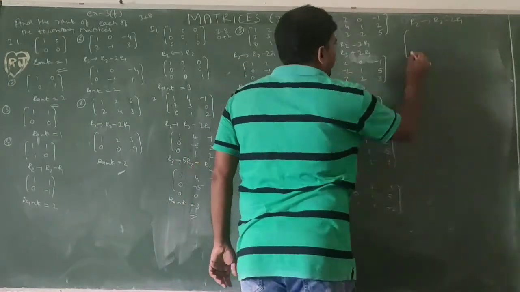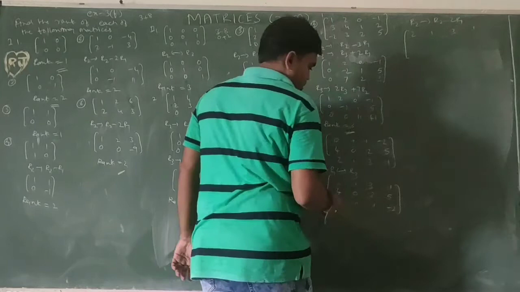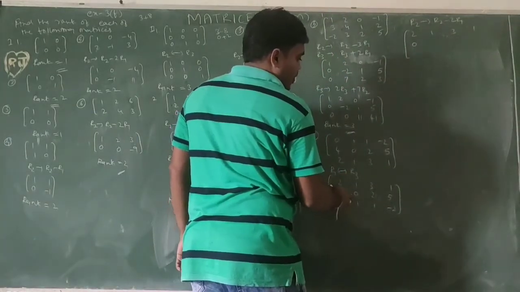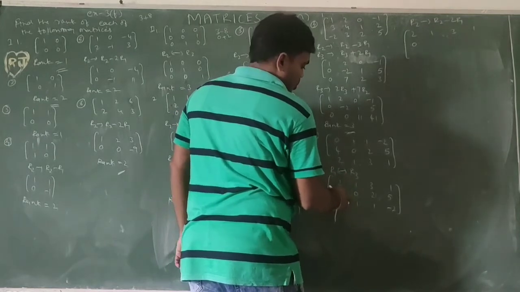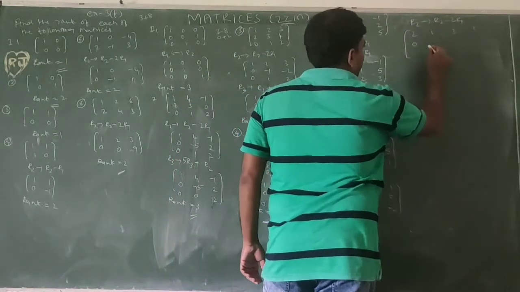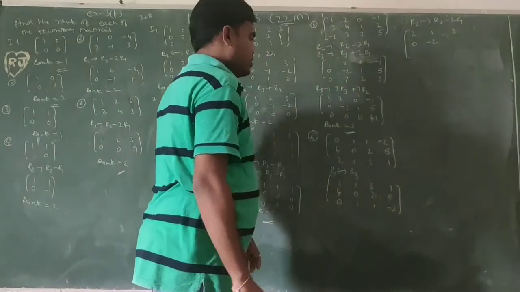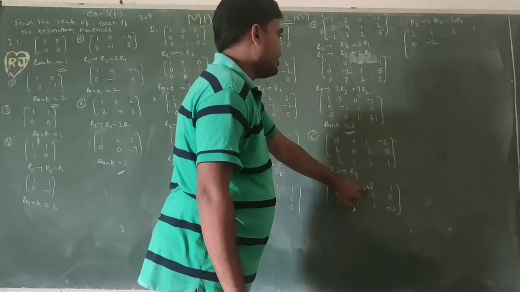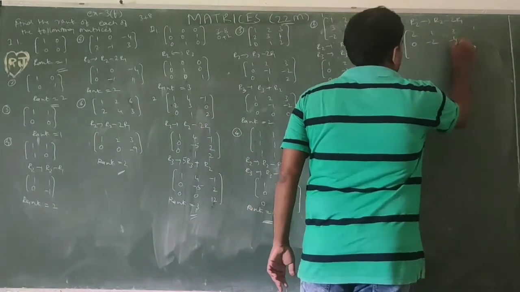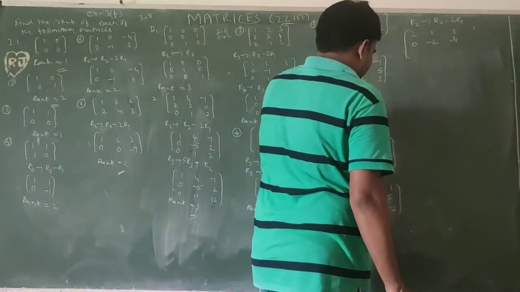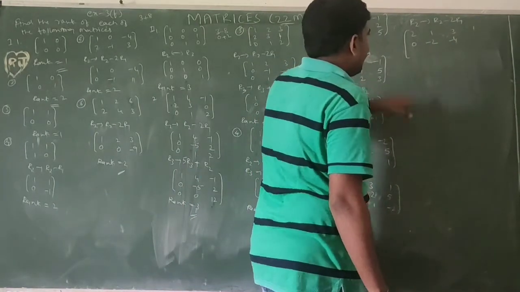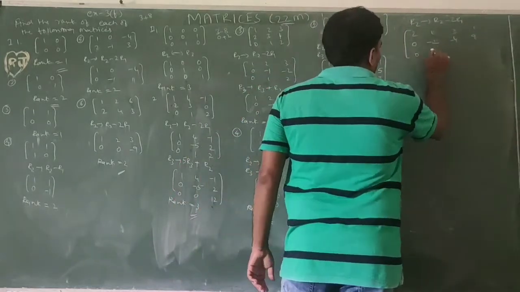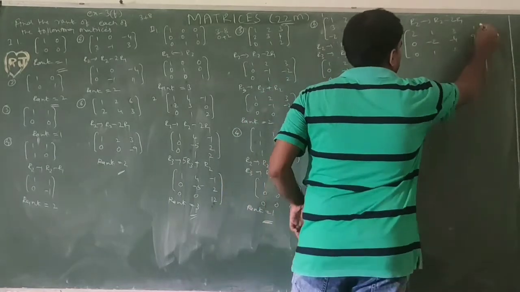So first row 2 1 3 1. Second row 4 minus 4, 0 0, 0 1 into minus 2, minus 2, 0 minus 2, minus 2. Next this is 2, 3 into minus 2 is minus 6, 2 minus 6 is minus 4. Next this is 5, minus 2 into minus 2 is plus 4, 5 plus 4 is 9. Next 0 1 1 minus 2.